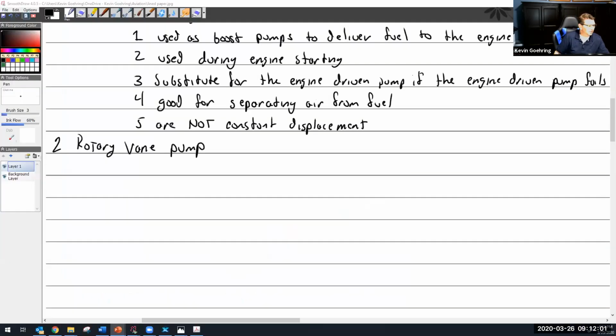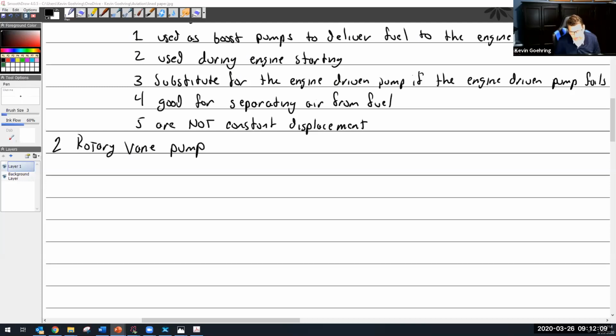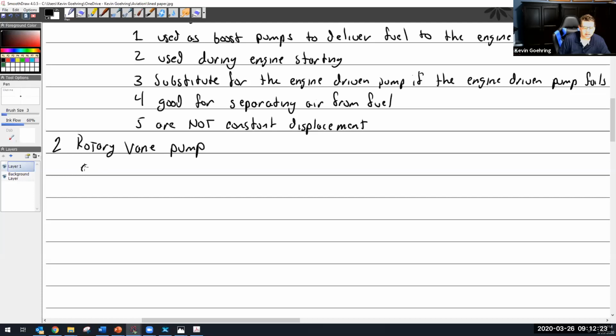All right, we'll write some notes. There's really not much more. There's one more thing to these pumps, but otherwise, that's the bulk of it right there. So, all right, where am I here? Rotary vane pump. There we go. Rotary vane. It is a constant displacement pump.